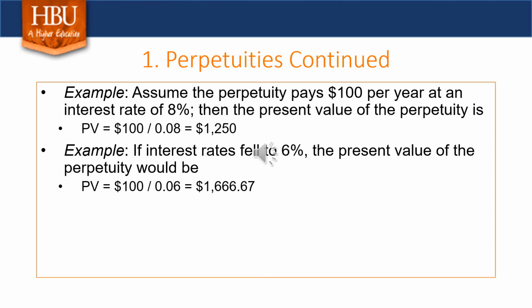Here's our example for perpetuities. So let's assume that our perpetuity pays $100 per year at an annual interest rate of 8%. Therefore, the present value of that perpetuity is $1,250. If that interest rate fell, though, the present value of the perpetuity would look different, $1,666.